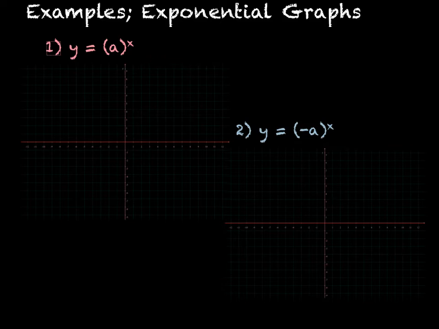The first type of graph is if we have y equals a to the x power, where a is just a whole number. So in these graphs, we're going to cross at 1 on the y-axis, and then we're going to go low on the left, and then it's going to rise as we go up to the right. So that is if a is a whole number.